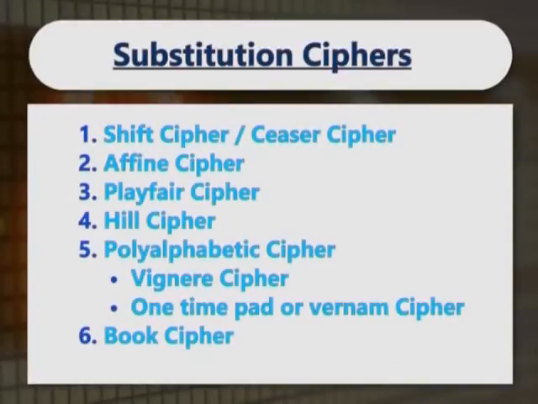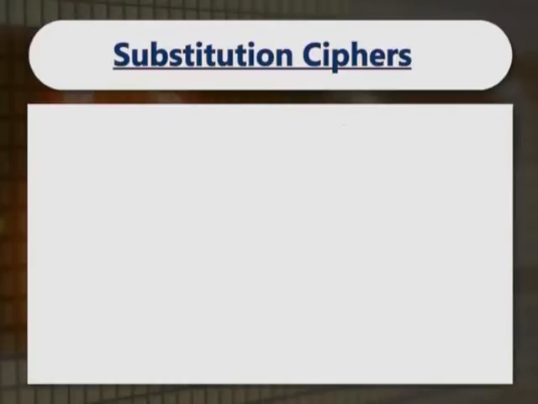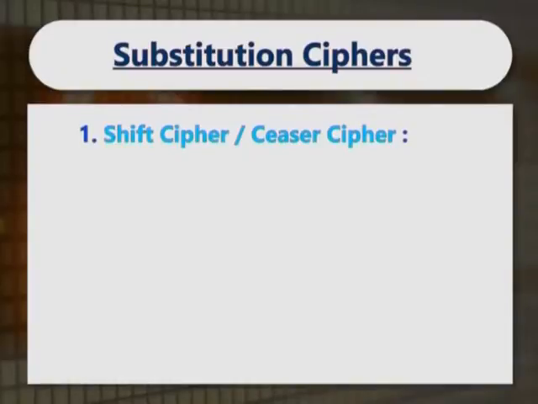Some of the common substitution ciphers are shift cipher, affine cipher, Playfair cipher, Hill cipher, and there are two polyalphabetic ciphers, Vigenere and one-time pads, and the last cipher is the book cipher. Let's start with the Caesar cipher or shift cipher first. The Caesar cipher is one of the earliest known and simplest ciphers. The Caesar cipher, also known as a shift cipher, is named after Julius Caesar, who is said to have used it to send messages to his generals over 2000 years ago.